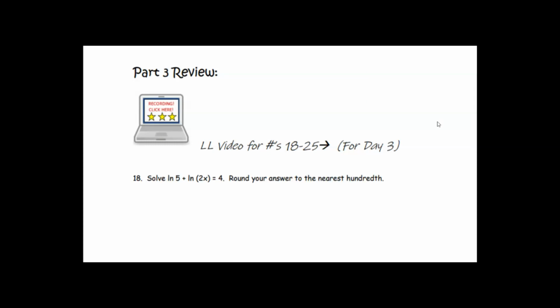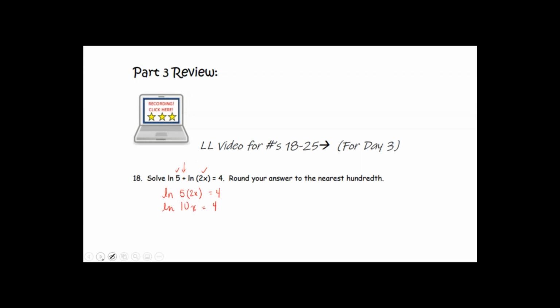Now, looking at problem number 1 here, we are trying to solve a natural logarithm. That's what the LN stands for. I want to point out that we have a plus in here between two logarithms. When we see a plus with two logarithms, we can multiply what is inside. So I'm going to have the ln of 5 times 2x. I took what was in this logarithm, what was in this logarithm, and now I'm multiplying them together. So 5 times 2x will give us 10x.